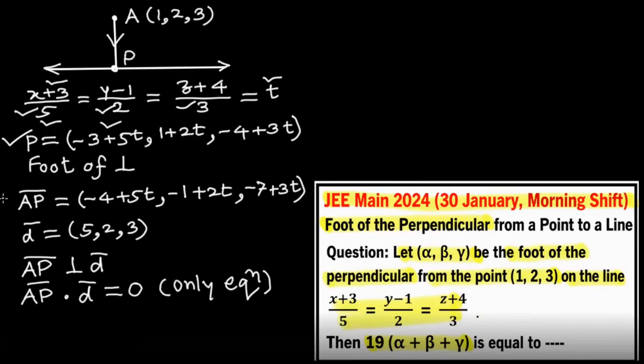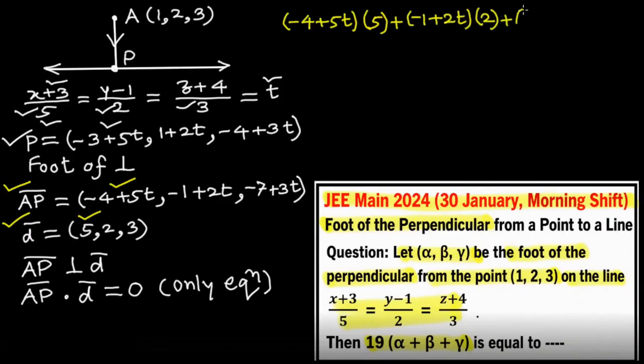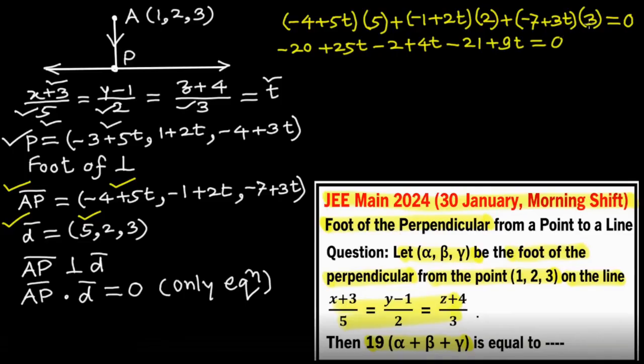Taking dot product of AP bar and d bar, (minus 4 plus 5t) into 5 plus (minus 1 plus 2t) into 2 plus (minus 7 plus 3t) into 3 equals 0. Simplifying, minus 20 plus 25t minus 2 plus 4t minus 21 plus 9t equals 0. 38t minus 43 equals 0. t equals 43 upon 38.